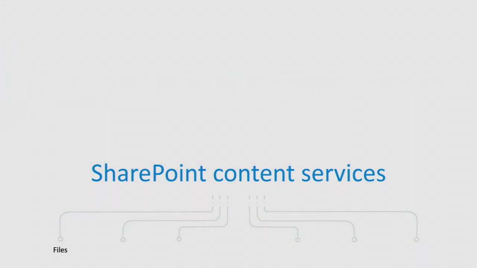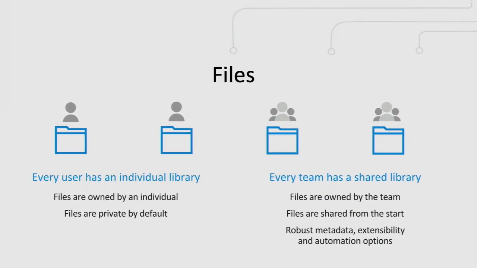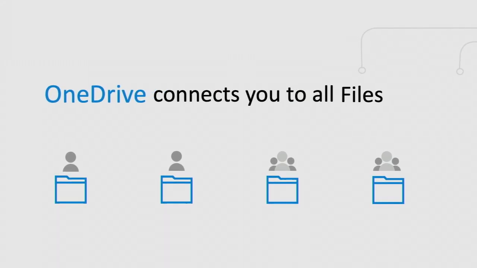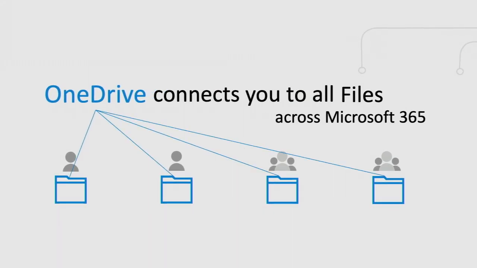Now, of all of that content, in this hour, I'll be talking about files. In Microsoft 365, every user has an individual library for their files, and every team has a shared library for their files. To get to any of those files, you start in OneDrive, because OneDrive connects you to all of your files across Microsoft 365, whether they're in your library, whether they're in somebody else's library and shared with you, or whether they're in a shared library in one of the teams that you work with. So OneDrive is the Files app. Think of it like a modern-day file explorer, a modern-day Finder. It is the place you go for files.